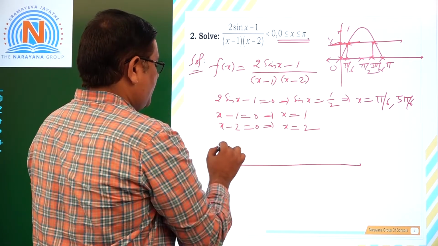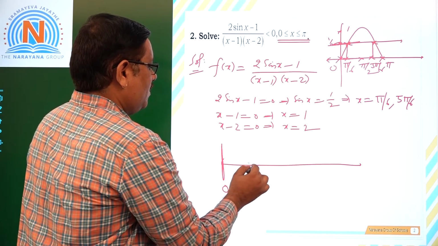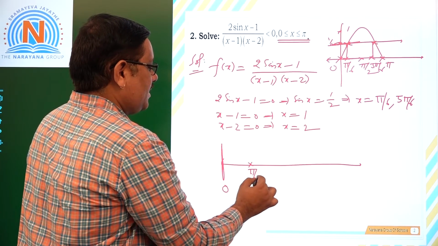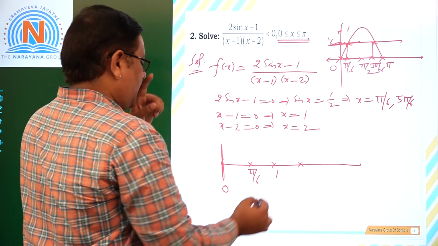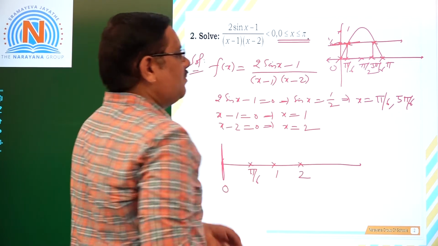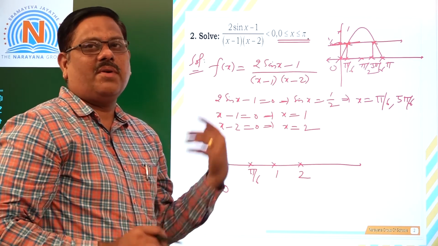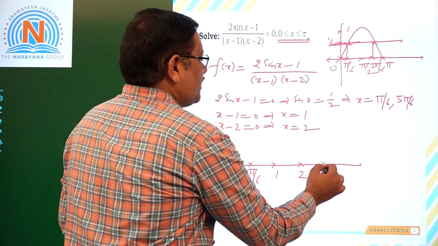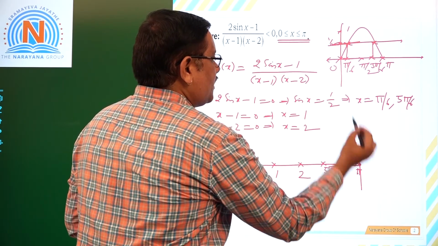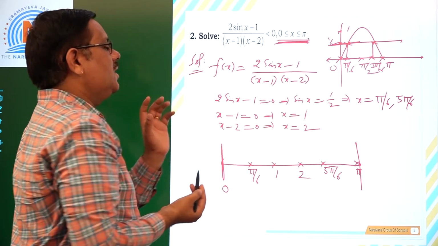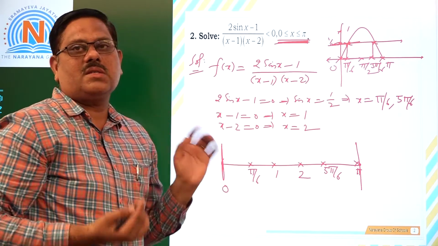Here the restriction starts at 0. Next we have π/6, which is less than 1. Next we have 1. Next we have 2, and then 5π/6, which is 5 times 3.14 approximately divided by 6, definitely more than 2. Next we end with π. This is a restriction because 0 ≤ x ≤ π is the given condition, so in this interval only we have to discuss.